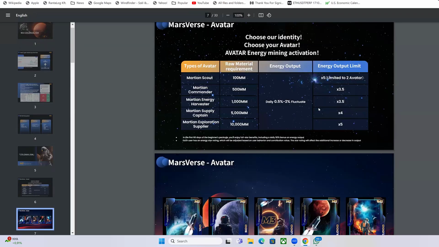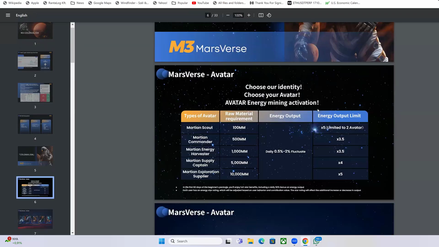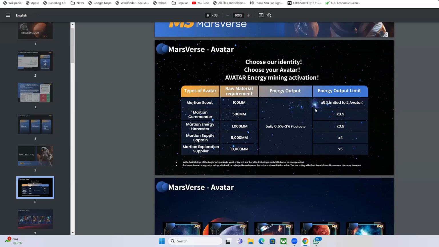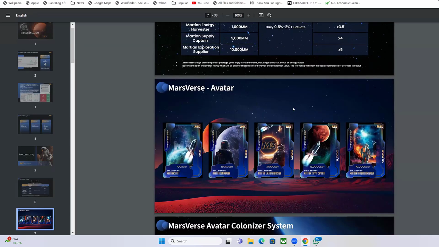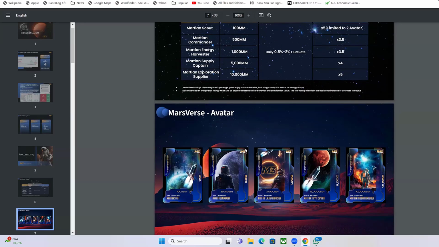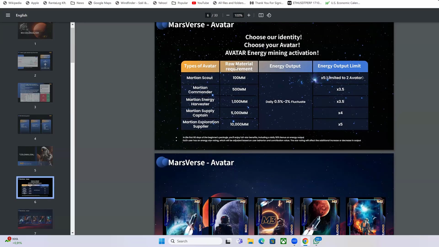I'm sorry, I'm skipping a lot of slides because it's too much information to digest at first. So we have different Marsverse avatars. Members can purchase an avatar starting from 100 USDT up to 10,000 USDT. Each and every avatar produces what we call Martial materials. It's a simple way of describing the energy output, and the energy output is basically daily between 0.5 and 2%. It always fluctuates due to the company income. And each and every avatar also has an energy output limit.